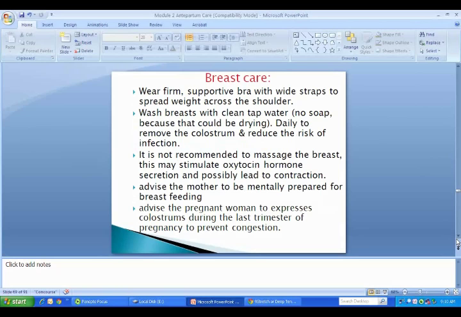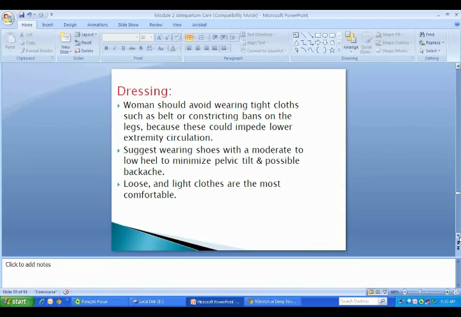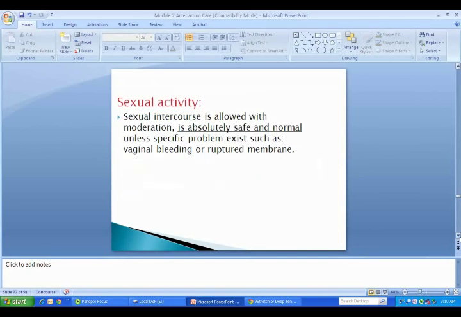Again, breast care: her breasts are going to enlarge and get heavy, so we want to make sure she wears a good supporting bra. Dressing, they should avoid wearing tight clothes that might possibly restrict. Also wear shoes that are low. Avoid high heels. Sexual intercourse, unless there's a reason that's contraindicated, sexual intercourse is allowed and safe, except if she has any type of vaginal bleeding or ruptured membranes.